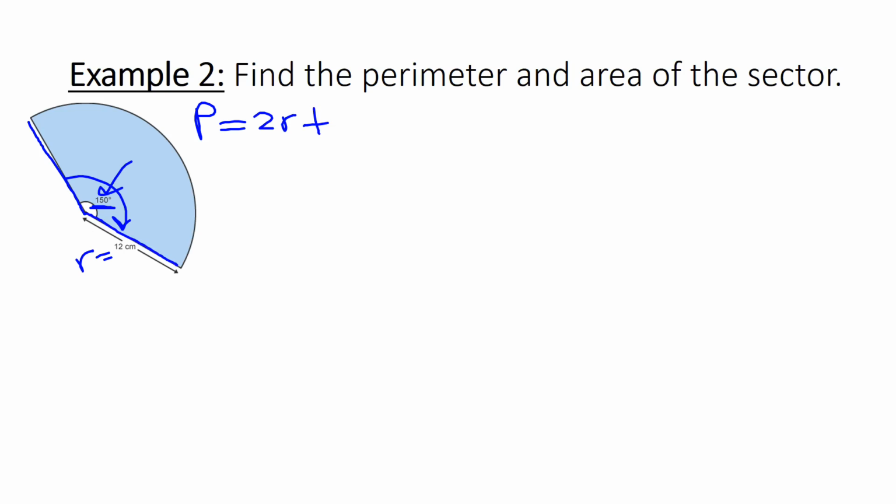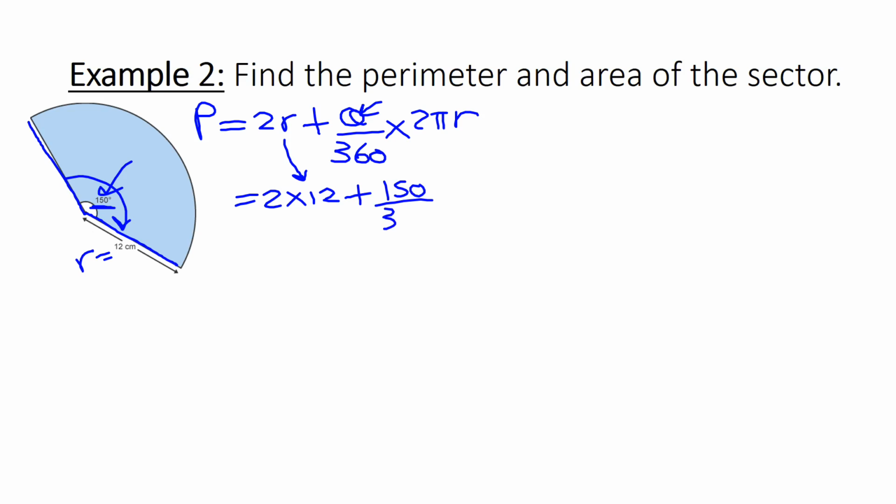And then I'm going to need that angle because I need to know what fraction of the circumference I want. And then I'll times it by 2 pi r. From there, I'm going to substitute in the radius, which I will change to 12, my theta, which I will change to 150 on 360, and I'll times by 2 times pi times the radius, which is 12. And this is where I will start to put things into my calculator.